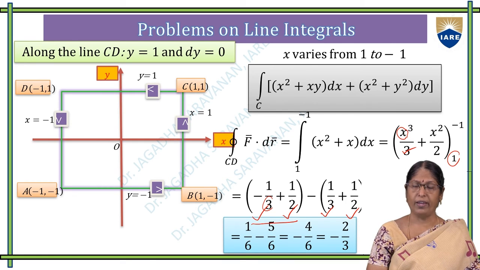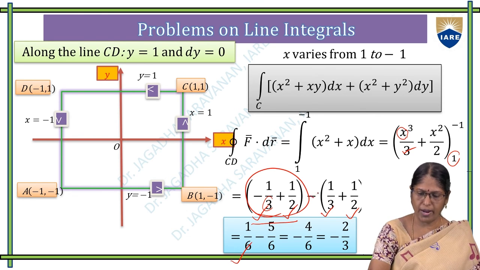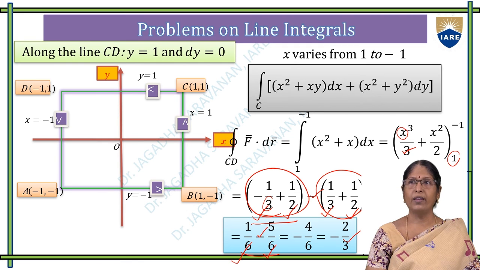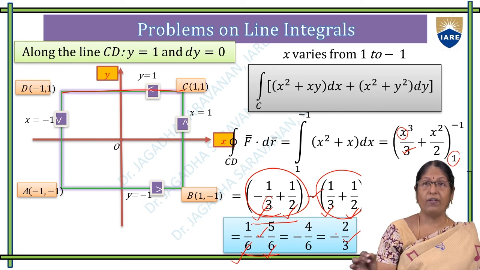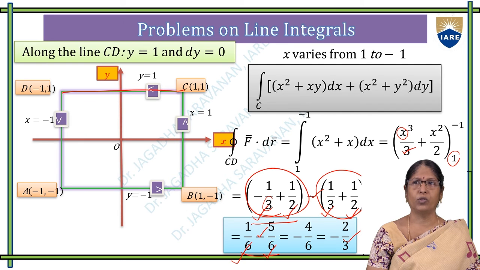Simplifying the first one by taking the LCM, we obtained 1 by 6. This minus stays as it is. For the second one, we took the LCM and got 5 by 6. Simplifying, we obtained minus 4 by 6, which in the lowest form of the fraction is minus 2 by 3. So along CD we obtained the result minus 2 by 3.